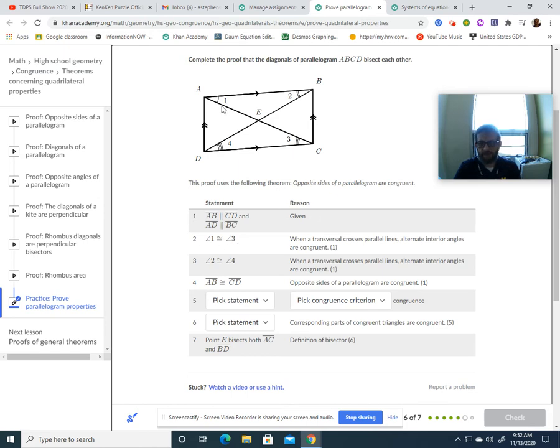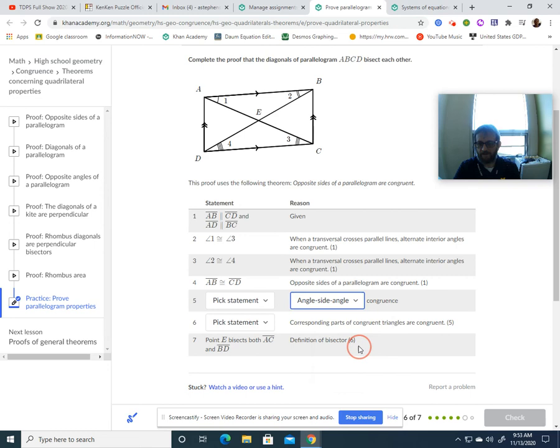1 has to equal 3 because they're alternate interior angles. 2 has to equal 4 because they're alternate interior angles. AB has to be congruent to CD, opposite sides of a parallelogram. So now we've talked about this triangle up here and this triangle down here. This angle equals this angle. This angle equals this angle. This side equals this side. We clearly have angle, side, angle. So I don't even know what triangle we're talking about necessarily yet, but it's angle, side, angle. So we just showed that ABE has to be congruent to CDE.